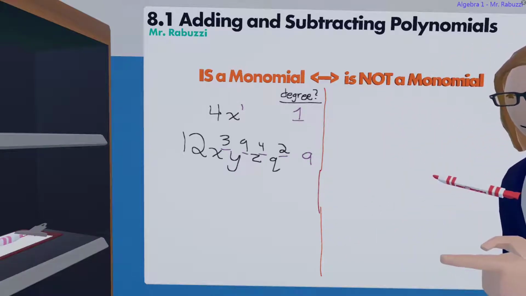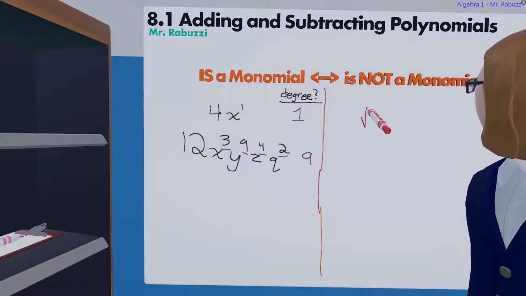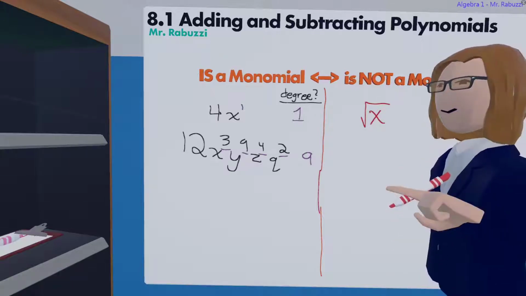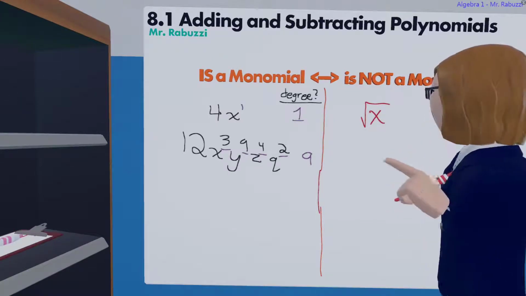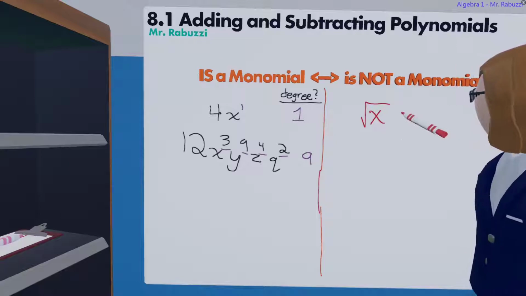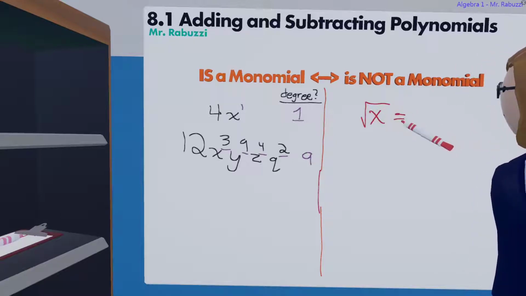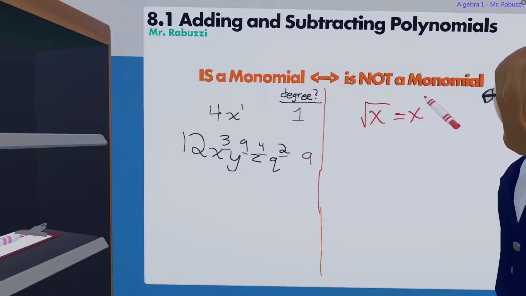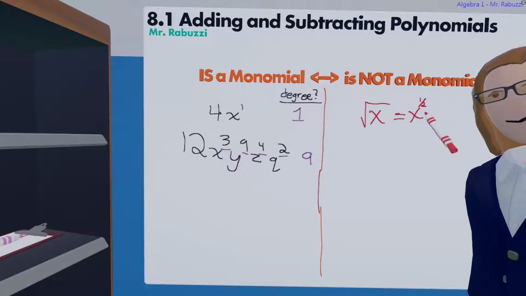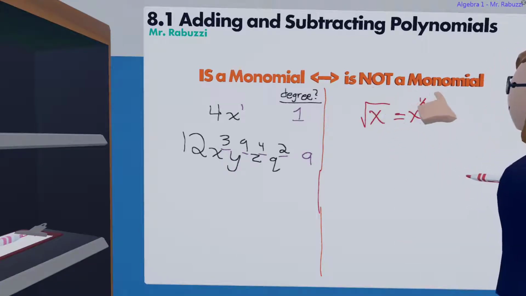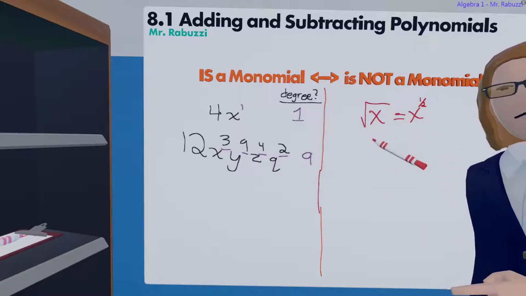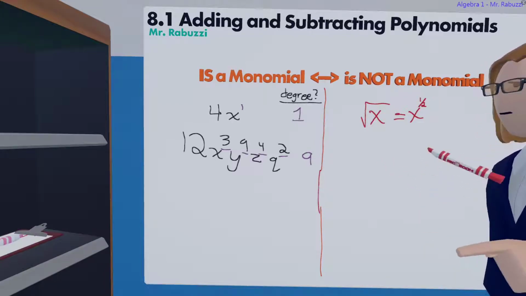Let's start with square root of x. Okay, square roots, they are not monomials because we can't have what's called a fractional exponent. And we didn't talk about this yet, but square root of x, that's the same as x to the 1/2 power. We can't have fractions in an exponent if we want to call it a monomial. So this is not a monomial. So if you see any square roots, it's not a monomial, it's not a polynomial.